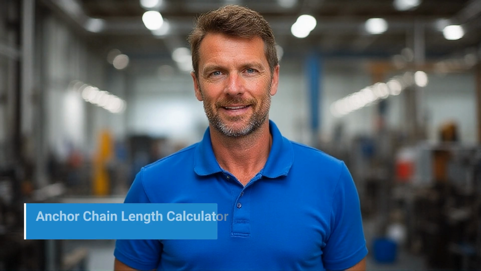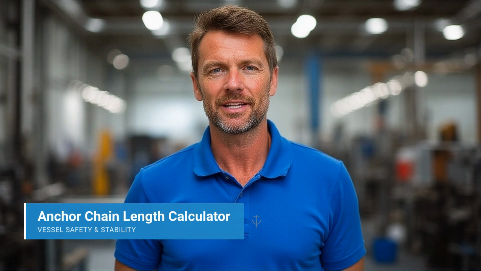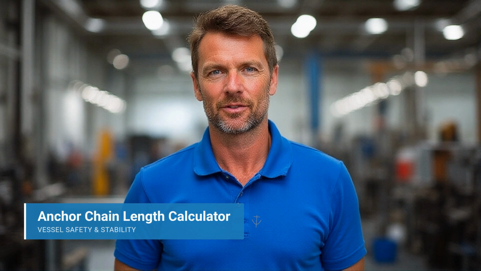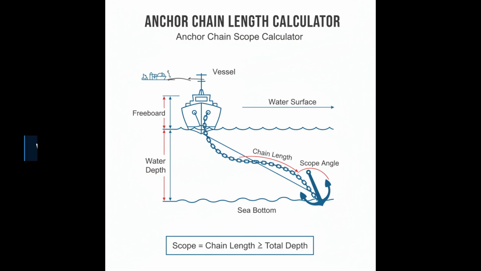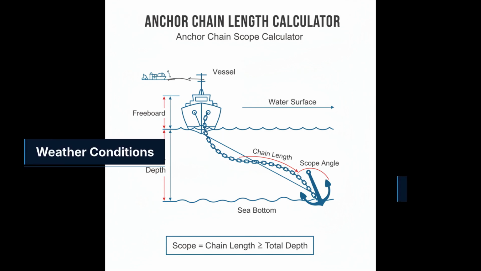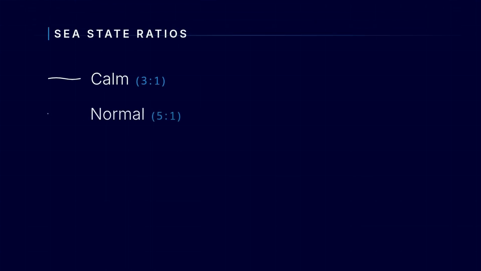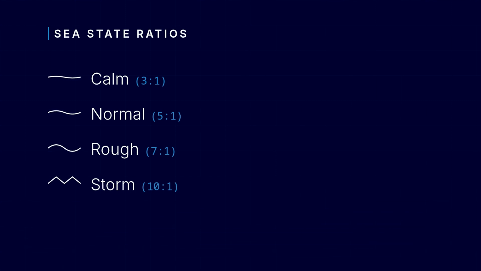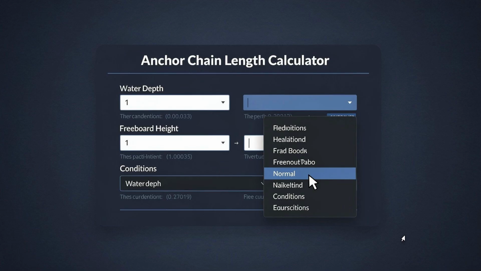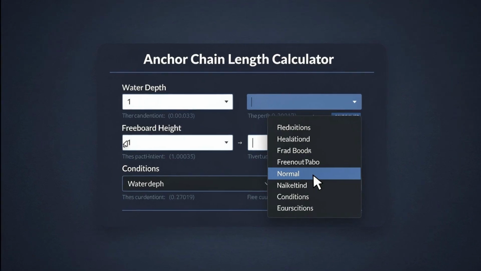The anchor chain length calculator determines the minimum chain length needed to safely anchor your vessel based on water conditions and vessel dimensions. Let's walk through the inputs. First, we select weather conditions from the drop-down menu. The options are calm conditions with 3:1 scope, normal conditions with 5:1 scope, rough conditions with 7:1 scope, and storm conditions with 10:1 scope. For this demonstration, I'm selecting normal conditions.